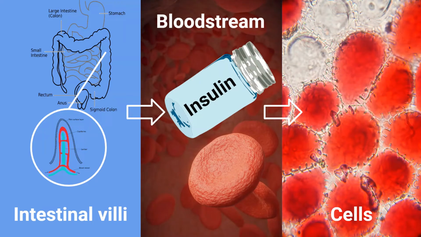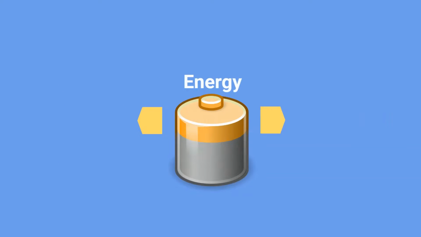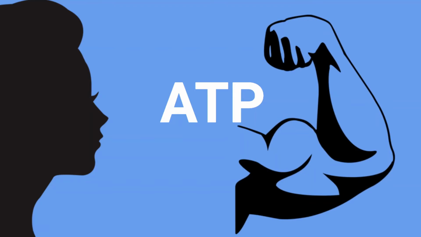At this stage, bonds of glucose are broken down, liberating energy that is captured by molecules in the mitochondria. Every time you breathe, oxygen converts energy into ATP, or adenosine triphosphate, which powers all of the activities of your body.